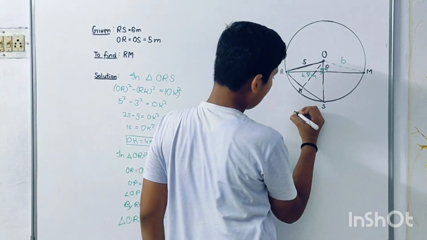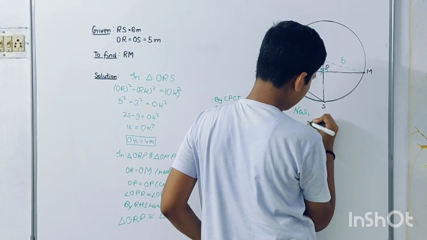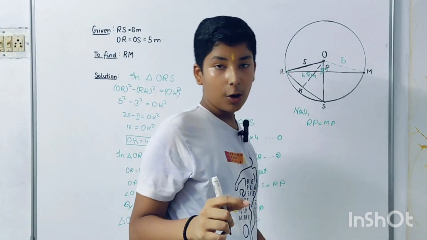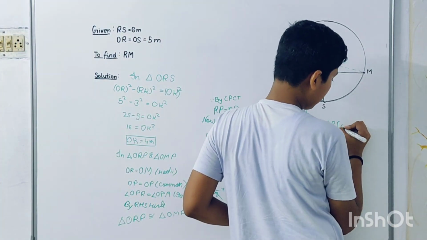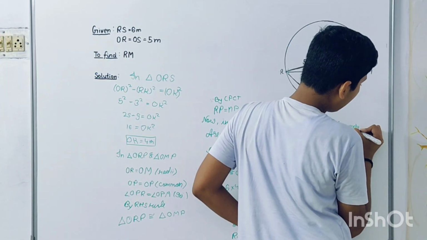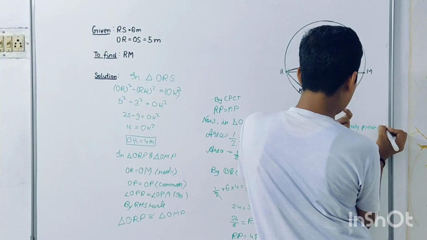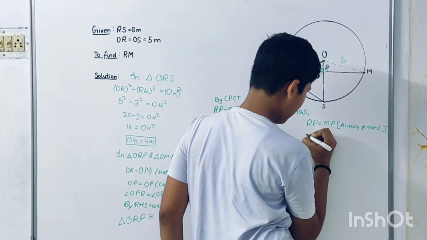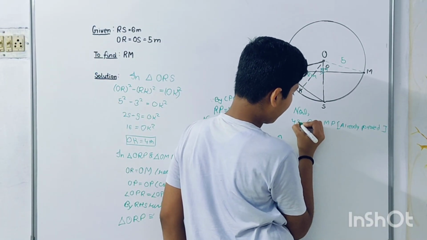So we had to find out the length of this, and since these both are equal, what we'll do now: RP equals MP. Now in bracket you will write, we have already proved. Therefore, RP equals MP, and also this is equal to 4.8.